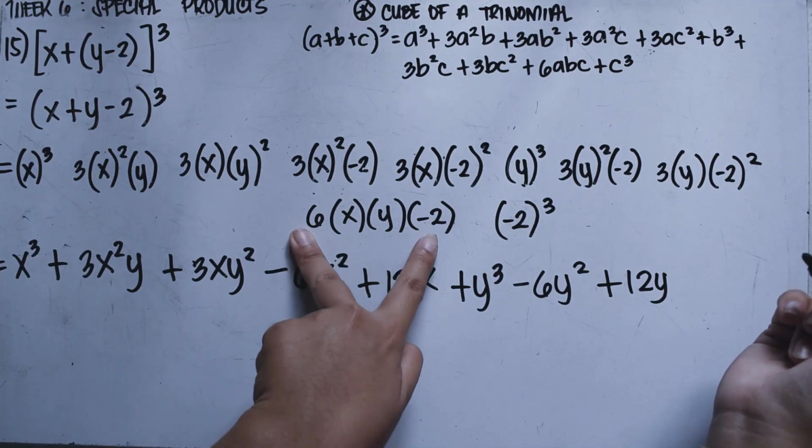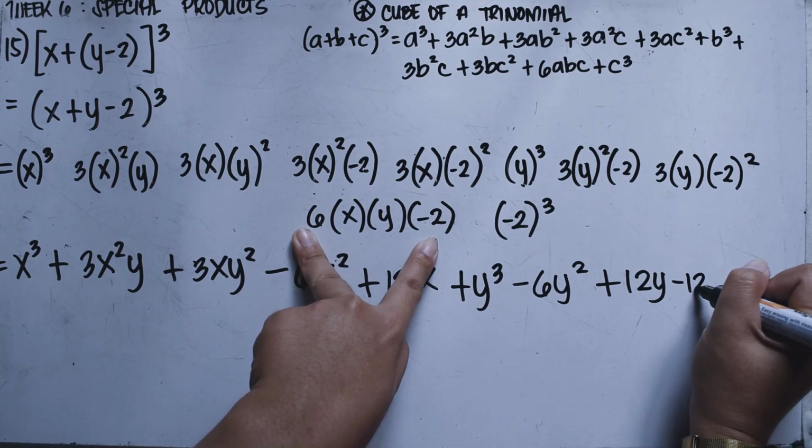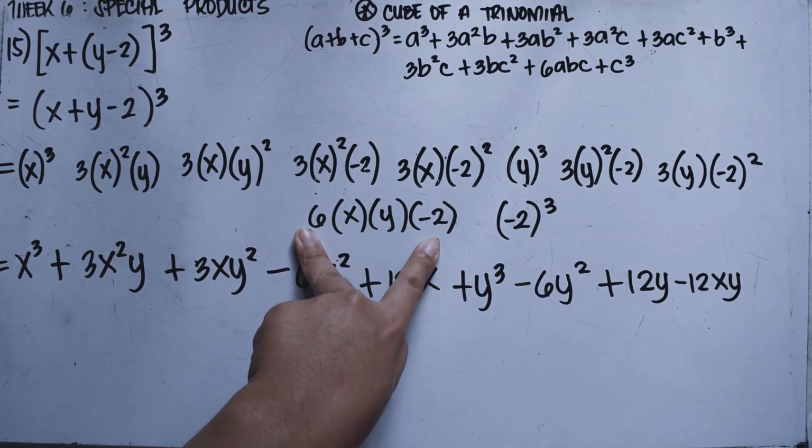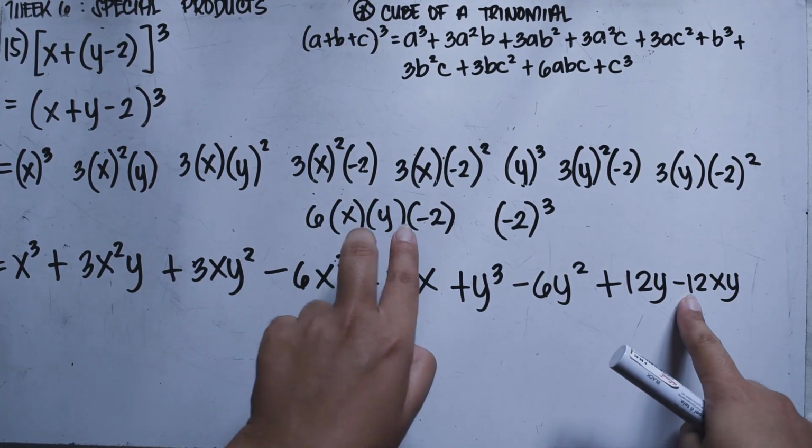So, dito na tayo. 6 times 2 times negative 2 is negative 12, and then copy x, y. Again, 6 times negative 2 is negative 12 and then xy.